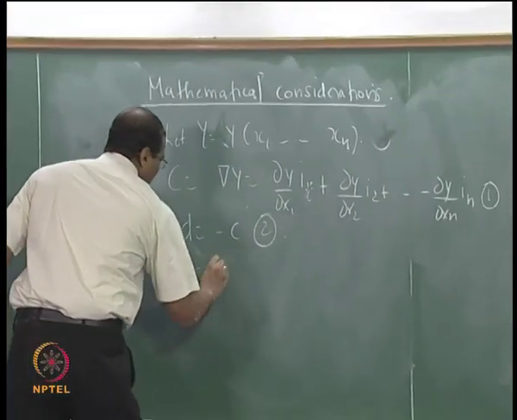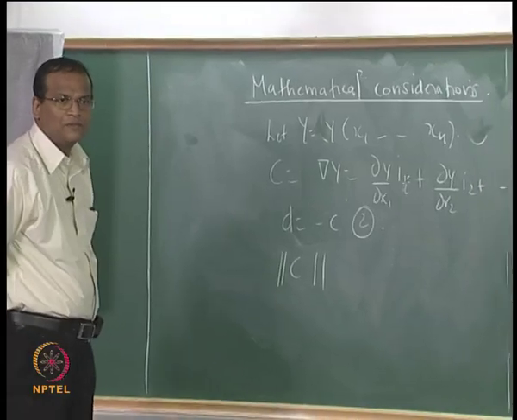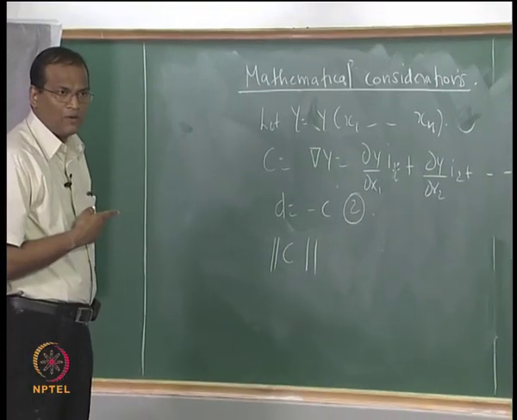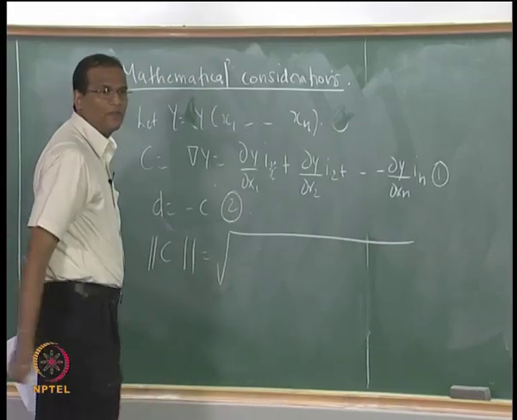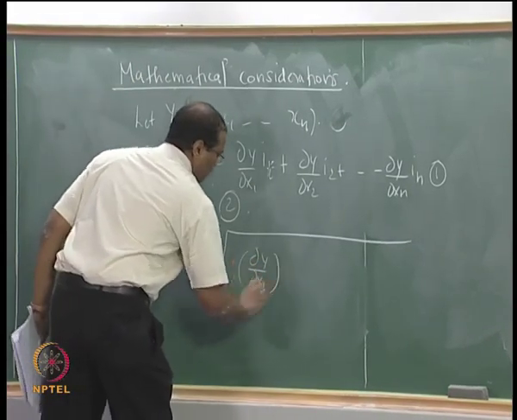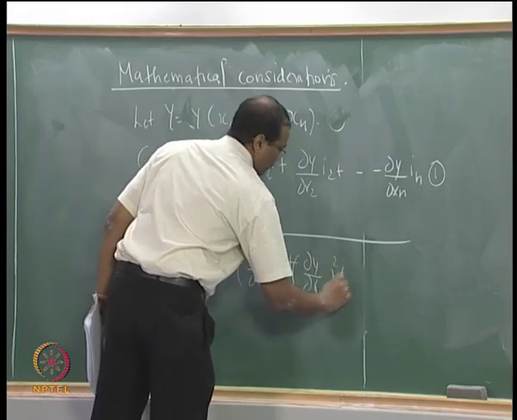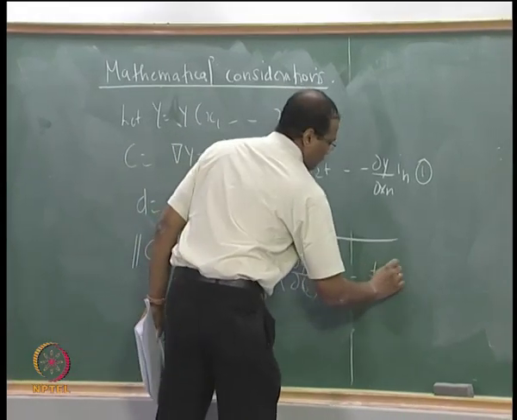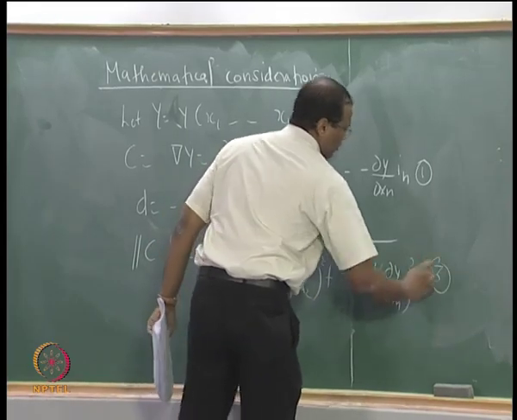Now, what will be the modulus of the C vector? Root of the sum of squares of the partial derivatives of y. So we got this, right?